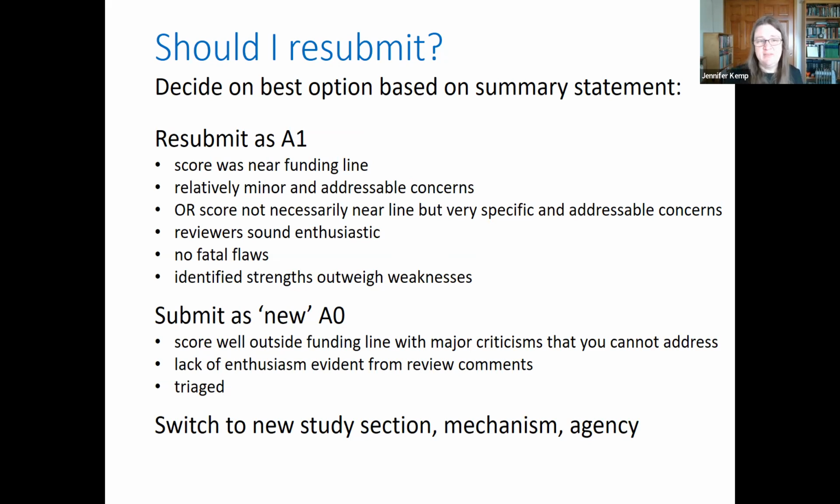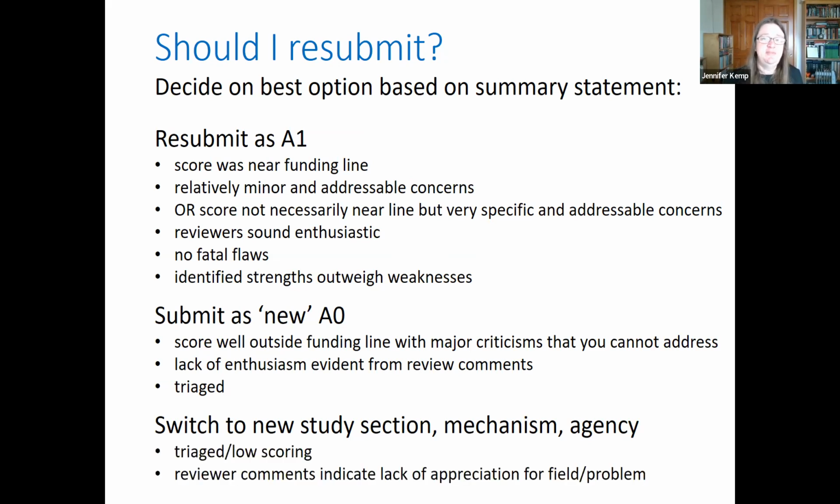And then finally, if you have a grant that's triaged or very low scoring, and the reviewer comments really just indicate that they don't appreciate the problem you're trying to study, maybe you're in the wrong study section, or maybe you're even in the wrong mechanism, or even the wrong agency. So this is something you should also sit back and think about before you just go forward with a resubmission.